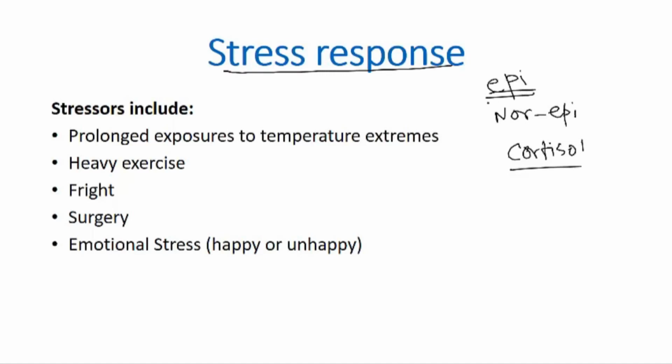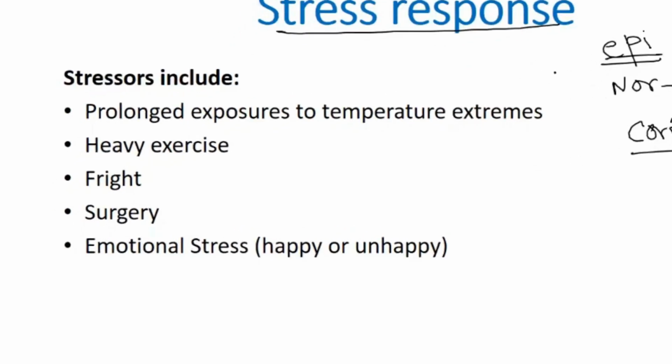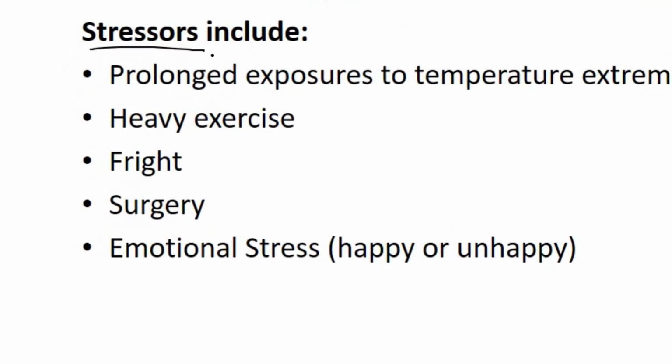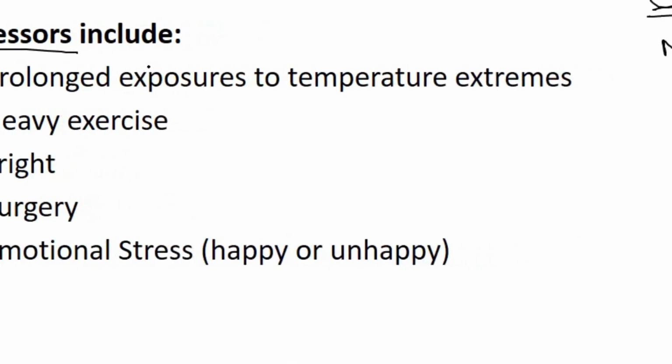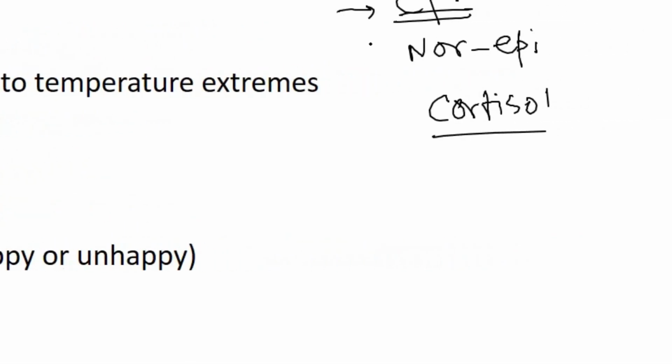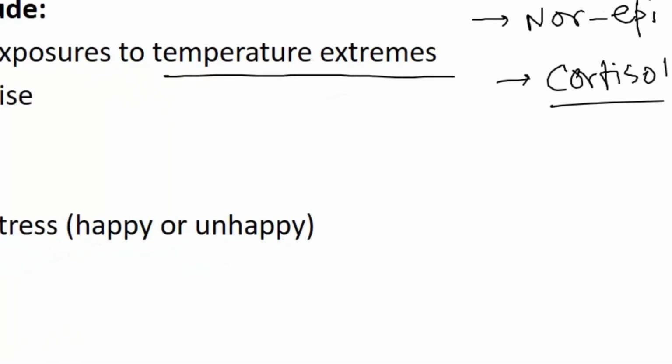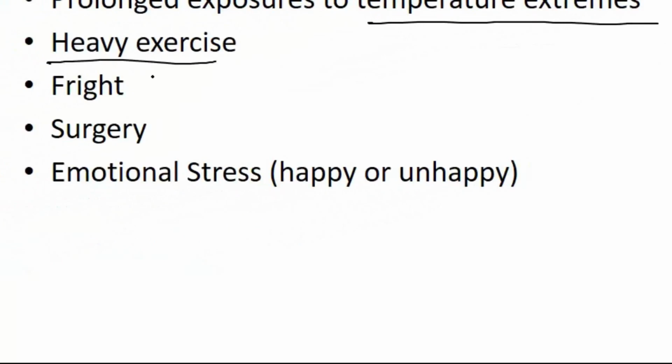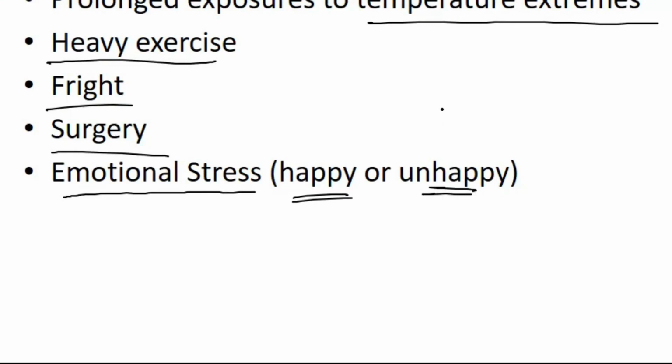There is something known as stressors. Stressors are nothing but stimuli that put the body at risk and stimulate the release of the stress response hormones such as epinephrine, norepinephrine, and cortisol. What kind of situation acts as a stressor? It could be prolonged exposure to temperature extremes, either high or low temperature. It could be heavy exercise, fright, surgery, or any kind of emotional stress, like happy or unhappy emotions and so on.